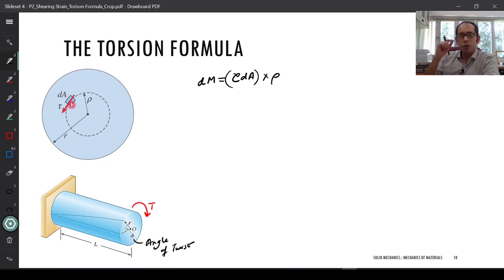So what is going to be now the net moment, or the total moment, which is essentially my torque? This is the moment of that small element, and the net moment caused by each of these small elements is going to be my torque. So my torque T is going to be the integral of dm over the entire area of the cross section. So we can write this as the integral of tau rho dA, right?